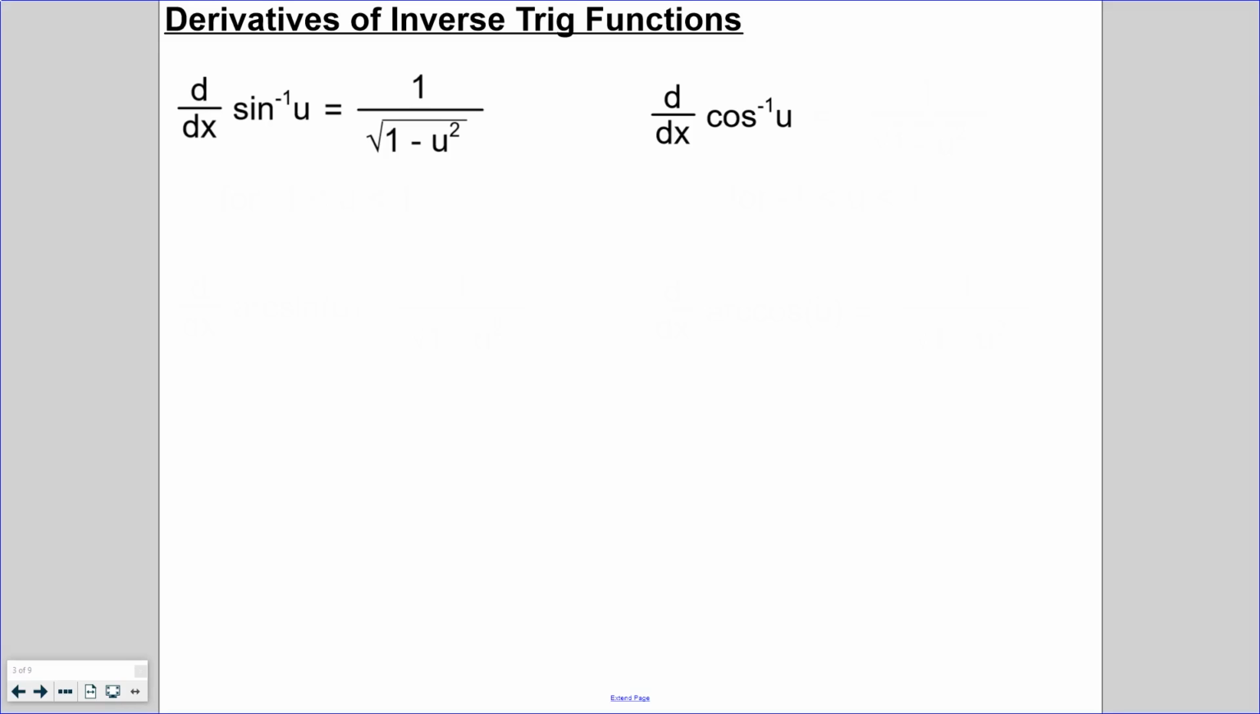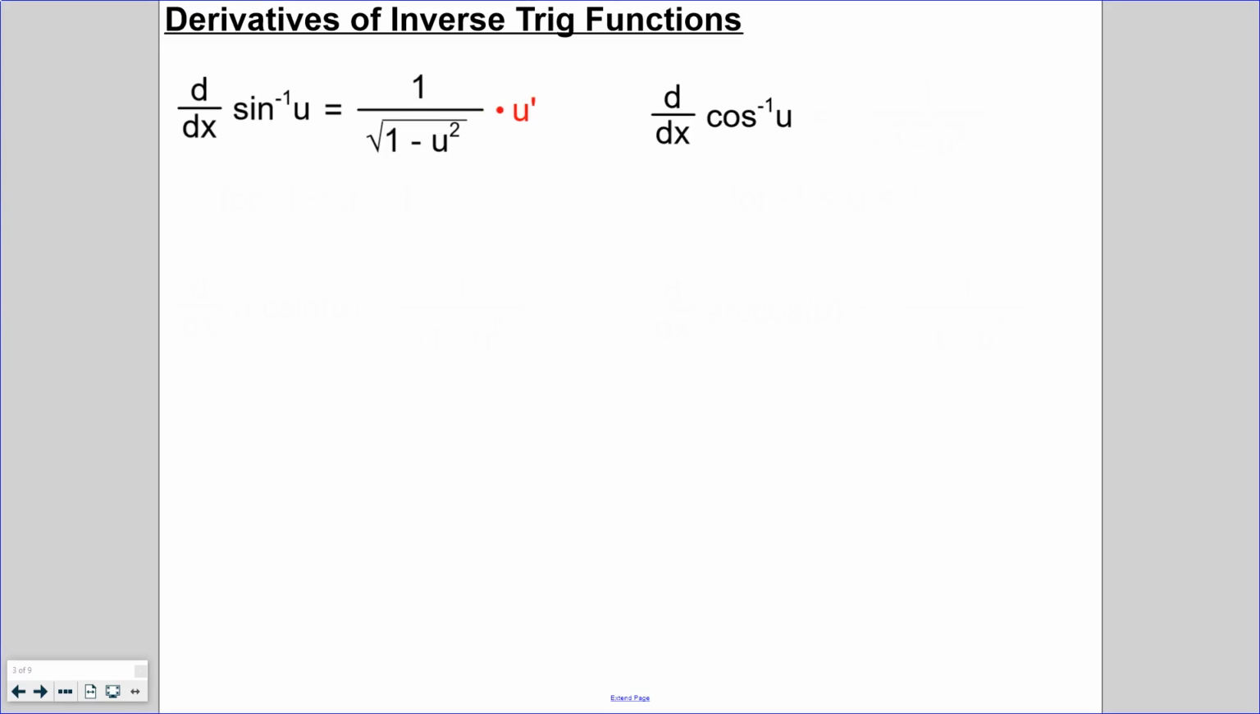So again, when we want to take the derivative of inverse sine of u, we're going to get 1 over the square root of 1 minus u squared. However, if u is a function, or if we do require the chain rule here, remember we are going to have to then multiply this fraction by u prime.